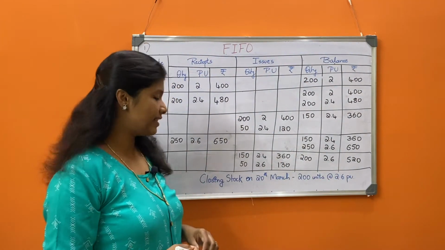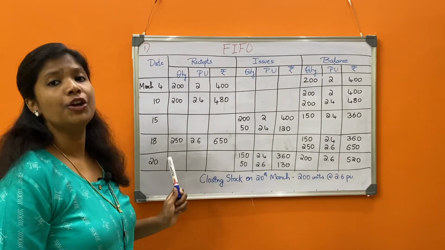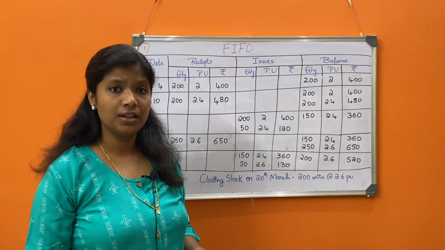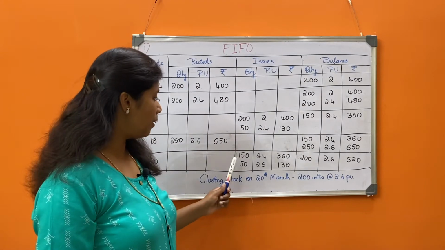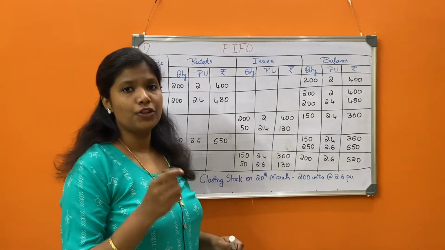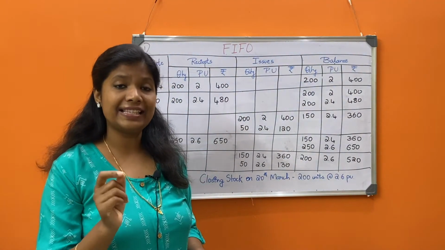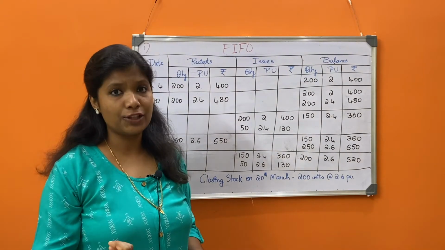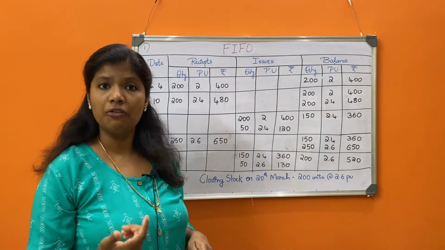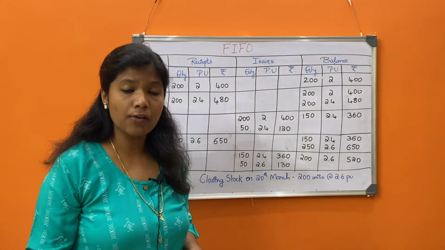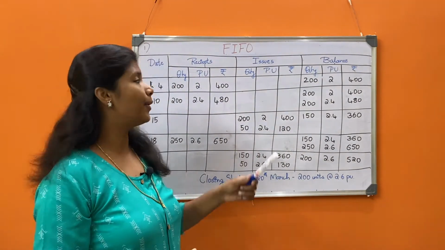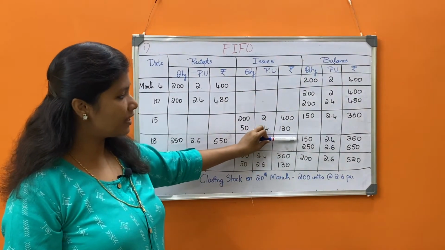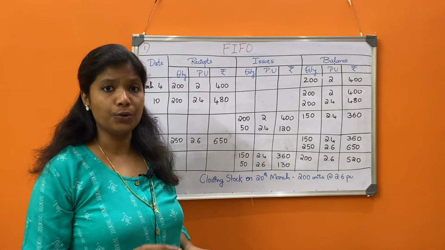The last transaction for the company happens on the 20th of March. What have they done? They have issued goods. How many units? 200. The question only mentions issued 200 units. From which stock depends on the method we are following, and the pricing of those goods also depends upon the method we are following. So again, check your previous balance.